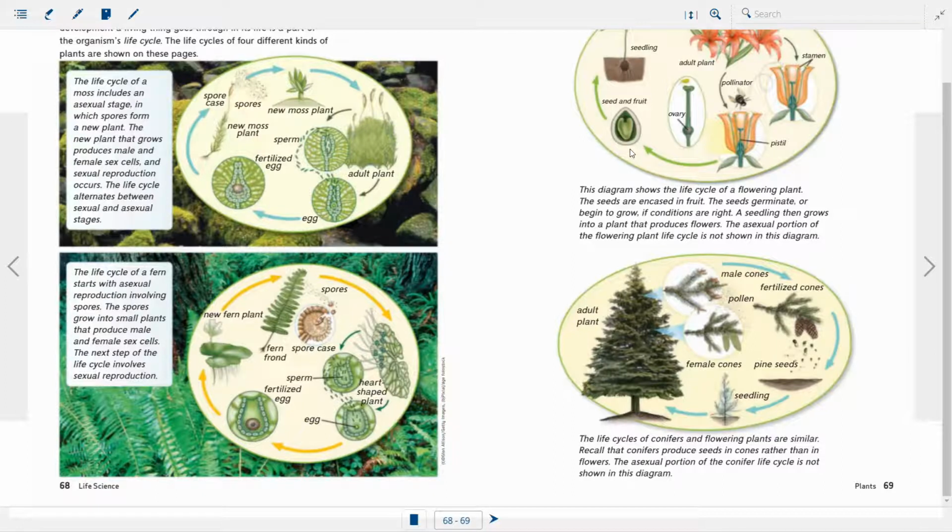When we have our adult plant, we have the male cones and we have the female cones. And the male cones release pollen and the female cones have a sticky substance so that the pollen sticks to it and produces the pine seeds. And once those pine seeds are again dropped into the ground, they grow into a seedling and then into an adult plant, and the cycle continues.